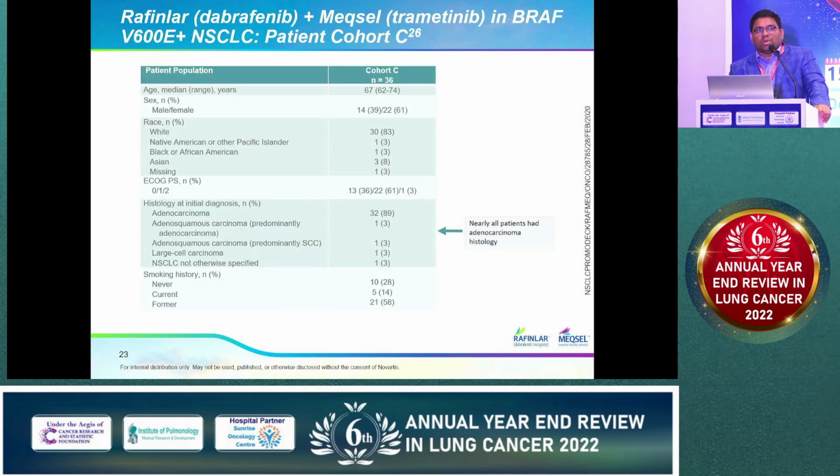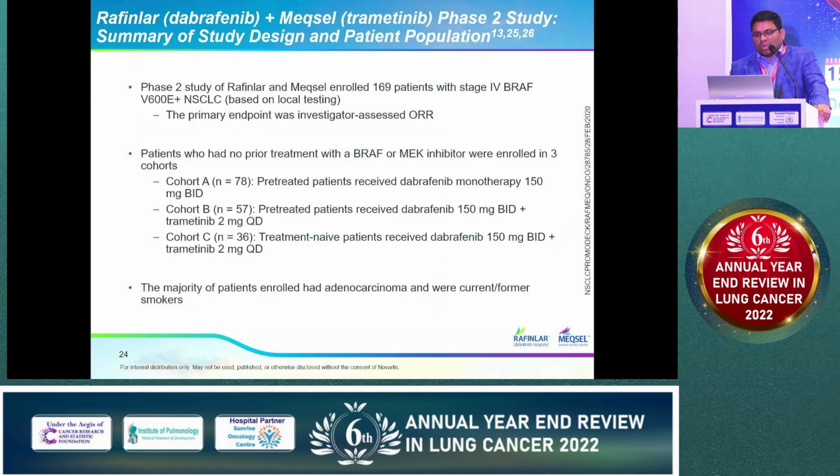Remember that immunotherapy works well even in BRAF-mutated patients. So just because the patient responded to immunotherapy doesn't mean that the patient may not have a BRAF V600E mutation. But it seems that up till now, most of the research is concentrated in adenocarcinoma, except for a few cases of adenosquamous. It is not seen much in squamous. And these were the doses which were used in this study.